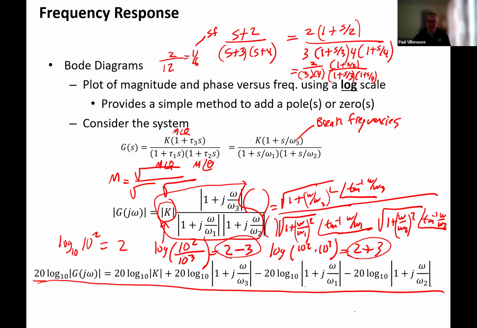Any thoughts? Come on, I know somebody knows the answer to this question or has an opinion. Nobody?